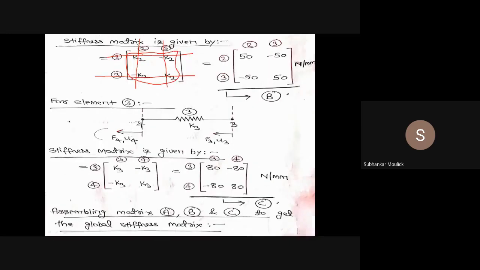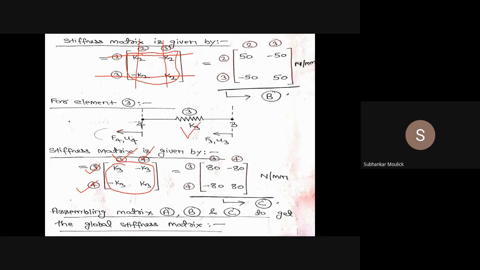Since element 3 comprises node 3 and node 4, the local stiffness matrix for element 3 will again be a 2 cross 2 matrix. The first row indicates node 3, the second row indicates node 4, the first column indicates node 3, and the second column indicates node 4. Inside the matrix, what is this value? This value is nothing but the stiffness value.